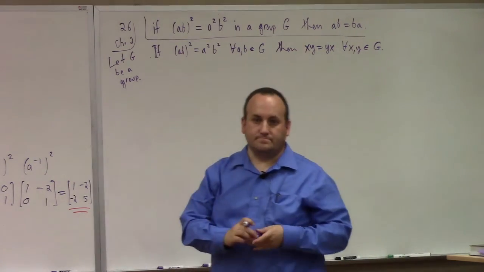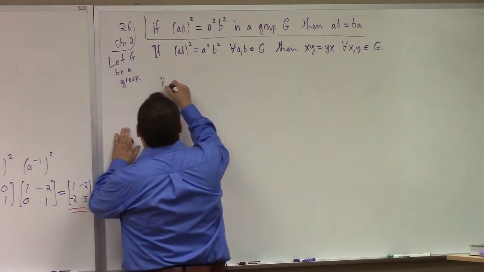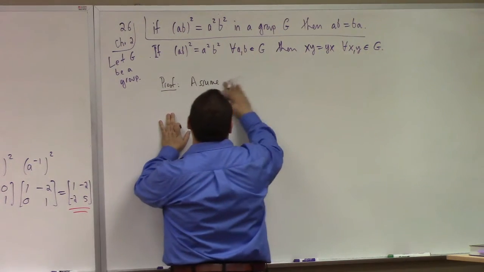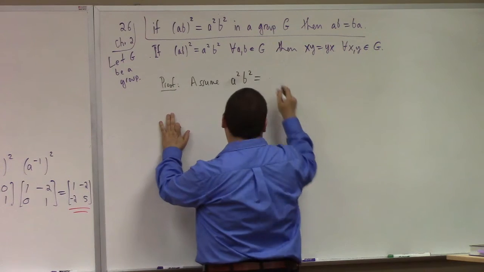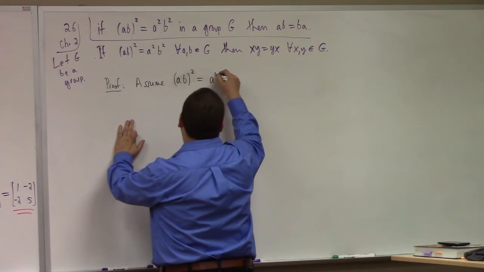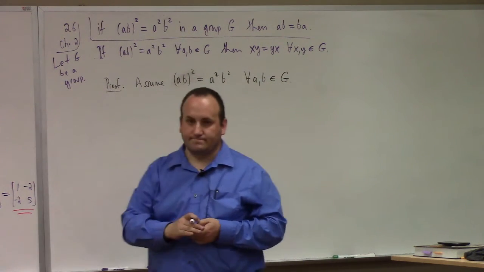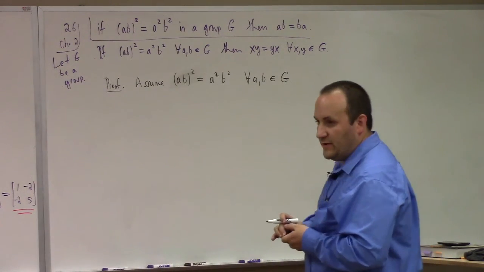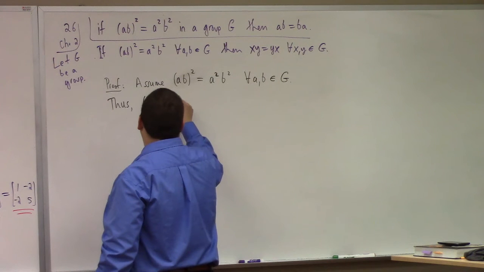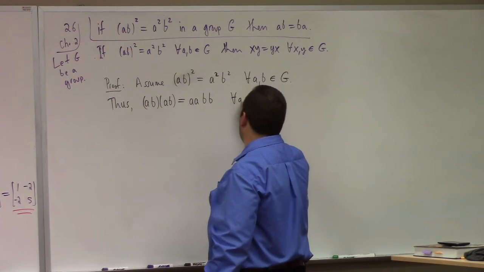Okay, so let's try to prove it. We assume that AB quantity squared is equal to A squared B squared, for all A, B in G. Okay, what does that give us? Let's write out what that means. That means AB times AB is equal to A times A times B times B, for all A and B in G.